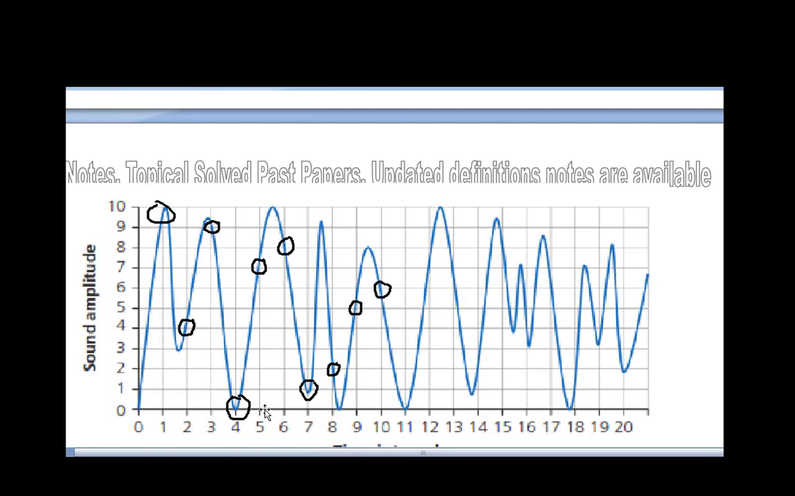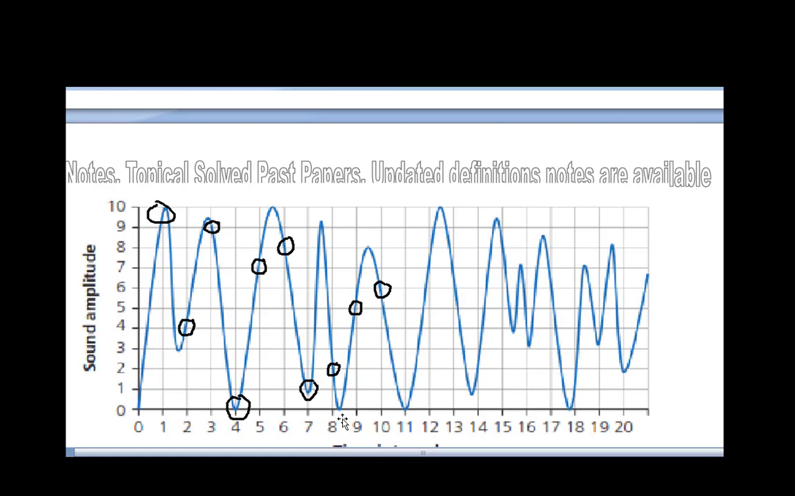In the same way, if I say time interval 5, let's see, time interval 5 is touched at line number 7. So our sound amplitude is 7. In the same way, time interval 6, as you can see my mouse pointer, is touched at sound amplitude 8. Here you can see sound amplitude 8. If I talk about time interval 7, it is touched at sound amplitude 1, as you can see on the line of sound amplitude here.